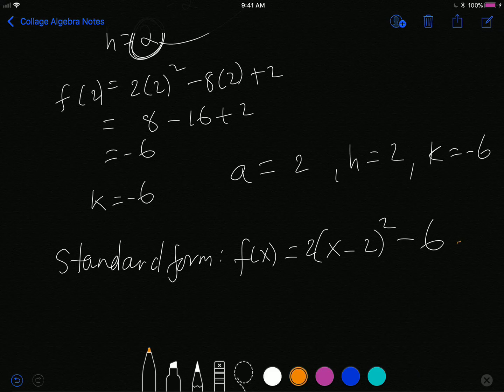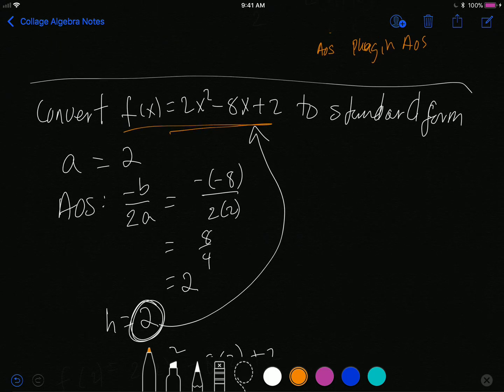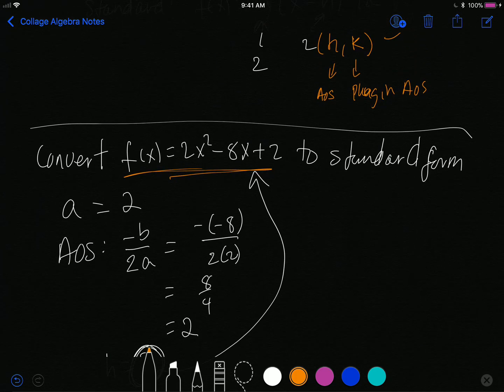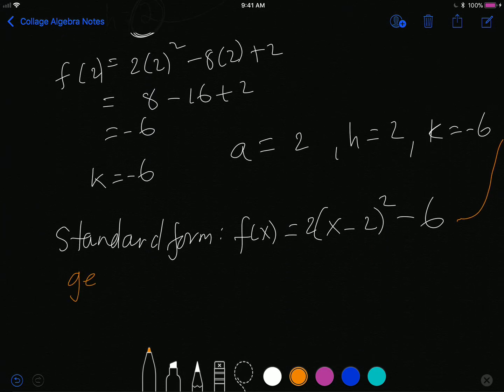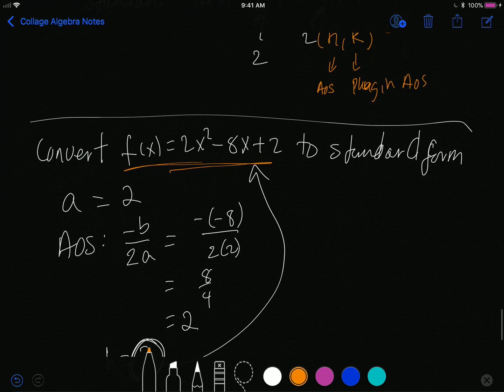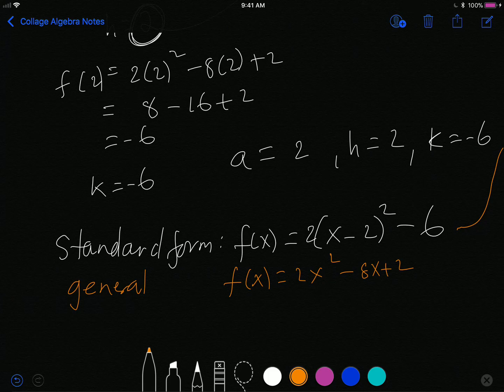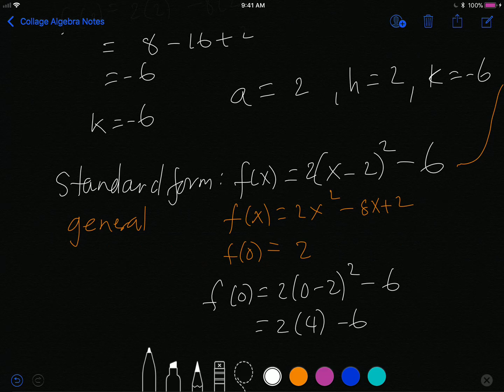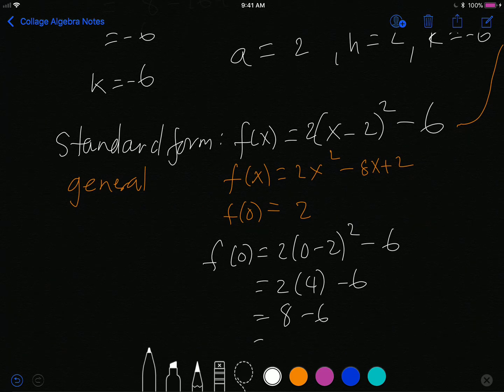This equation right here is exactly the same as this equation. They're just written differently, but they are exactly the same equation. Whatever number I plug into one, I will get the same answer if I plug into the other. So for instance, the general form was f of x equals 2x squared minus 8x plus 2. If I plug 0 into this, I get 2, because everything else zeroes out. If I plug 0 into the standard form, f of 0 equals 2 times 0 minus 2 squared minus 6, I will get the same answer. That is 2 times 4, 8 minus 6, 2.